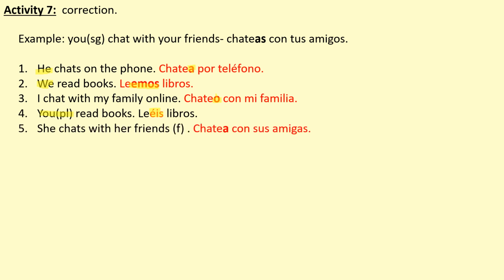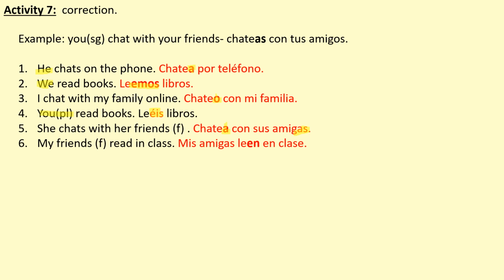5, she chats with her friends, and they were female friends. So third person singular verb ending for she, for our AR verbs is a, added onto our stem, which is chate. So chatea con sus amigas. And of course amigas because it's a group of female friends.